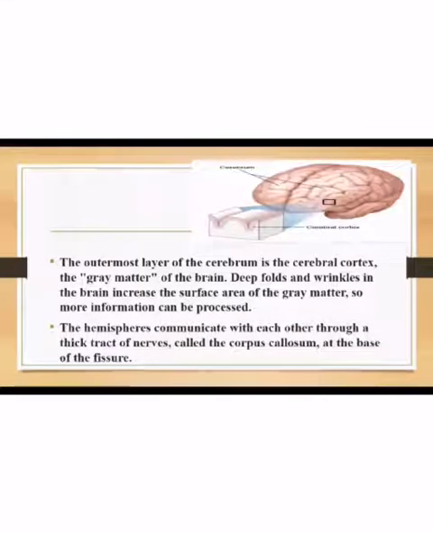The outermost layer of the cerebrum is the cerebral cortex, the gray matter of the brain. Deep folds and wrinkles in the brain increase the surface area of the gray matter, so more information can be processed. The hemispheres communicate with each other through the thick tract of nerves called the corpus callosum at the base of the fissure.